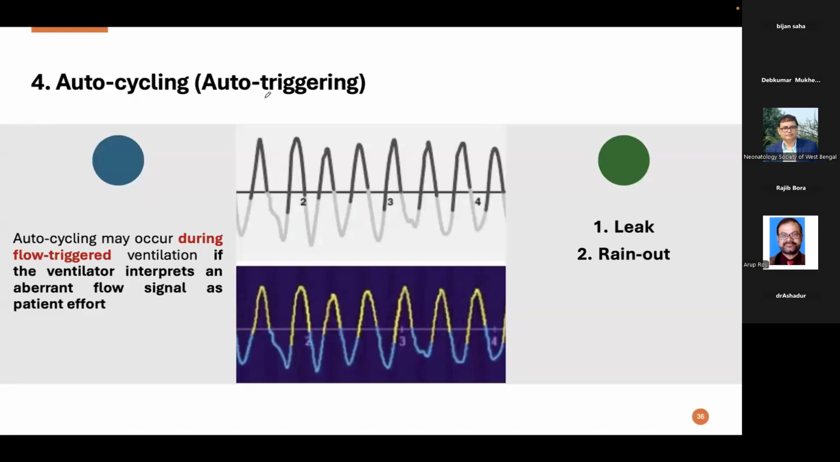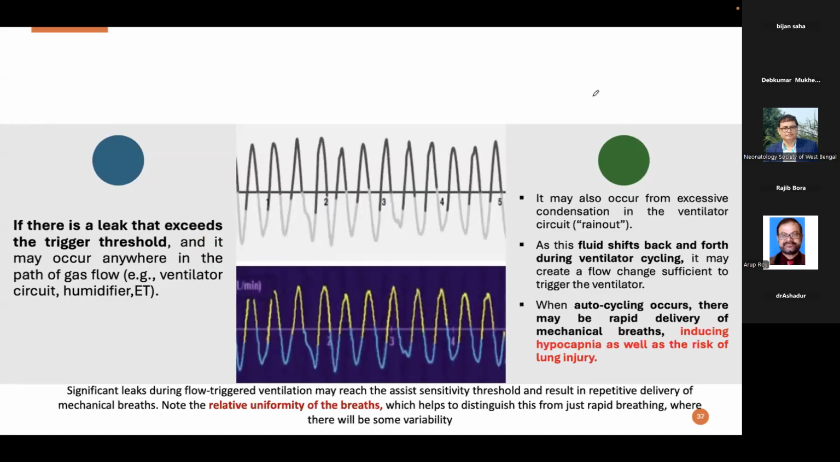Next important thing is auto triggering. In auto triggering, the machine thinks that the patient is triggering and more breaths are being delivered. That could be due to a leak, if it crosses the triggering sensitivity, or due to rainout or secretions in the circuit. All these things could lead to misinformation to the ventilator that the patient is triggering, and it ultimately gives a breath.